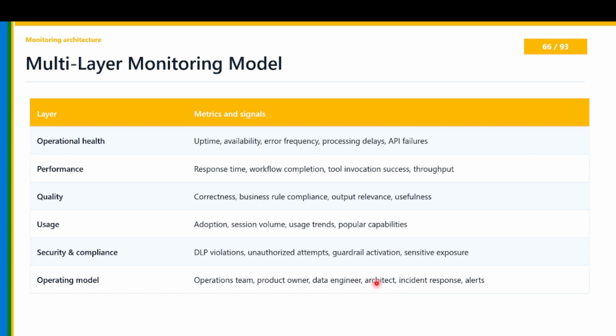Then you also, as an architect, collect your own metrics as well to measure your own work, because you are overseeing all of this. So you also determine and use your metrics to improve the architecture. Then you have incident response, change management, incident response for reliability, scalability, and alerts. So these are the layers that you have in the monitoring architecture, and these are the metrics and signals that you should collect.